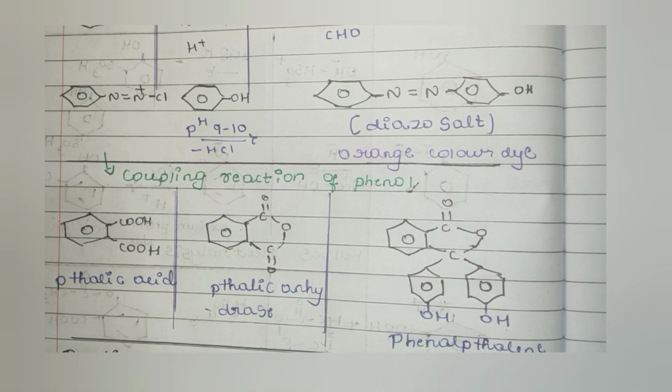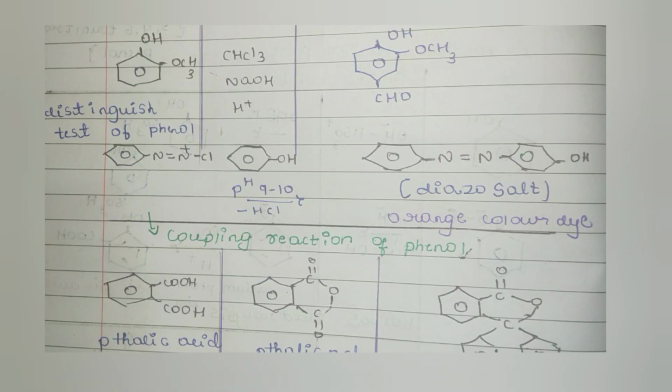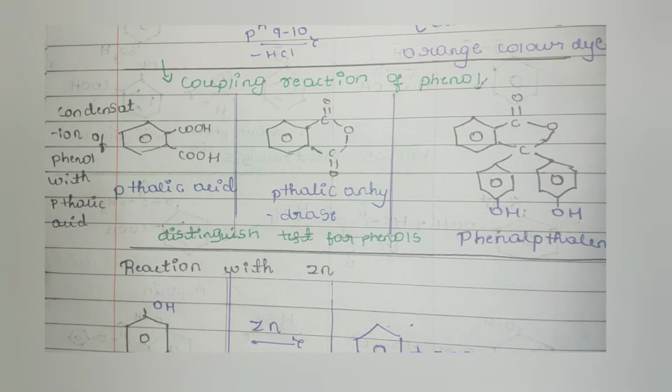The next one is the coupling reaction of phenol. When diazonium salt is treated with phenol at pH 9 to 10, it gives an azo compound that is orange in color. It means that when phenol is treated with diazonium salt at pH 9 to 10, it undergoes coupling to give para-hydroxyazobenzene. This reaction is used to distinguish phenol from alcohols. Next is the condensation of phenol with phthalic anhydride, which gives phenolphthalein.